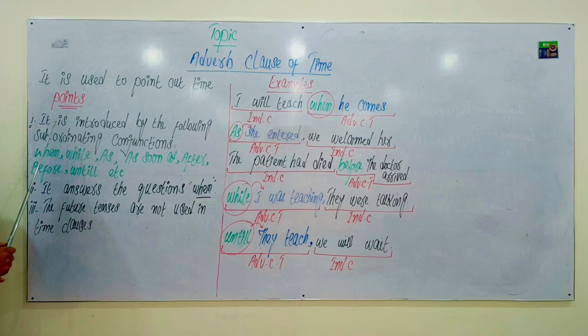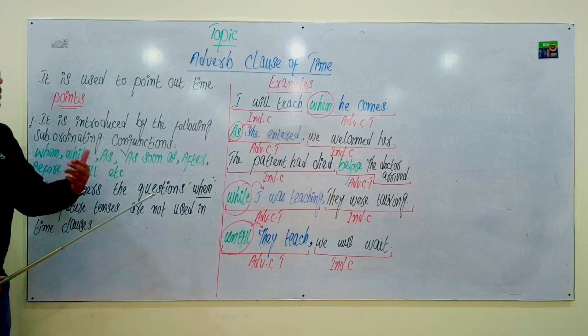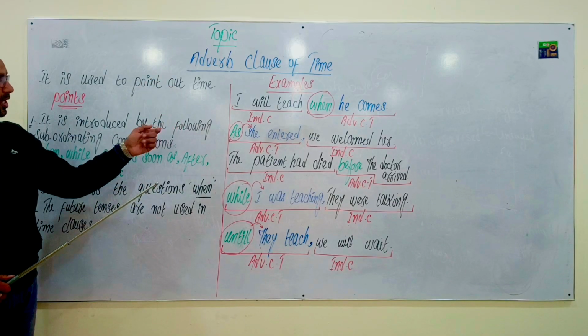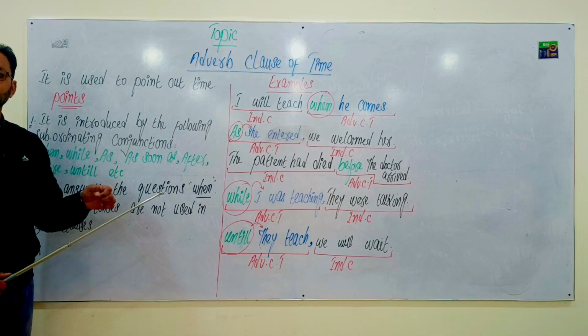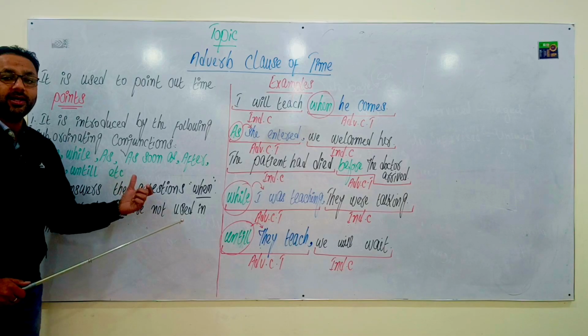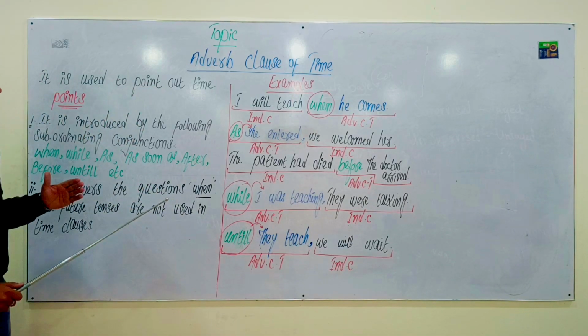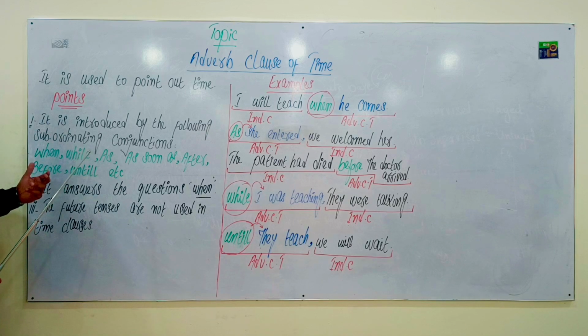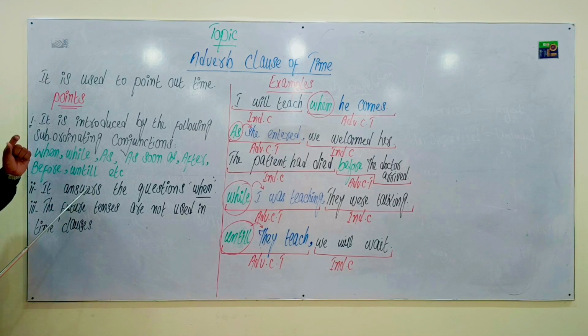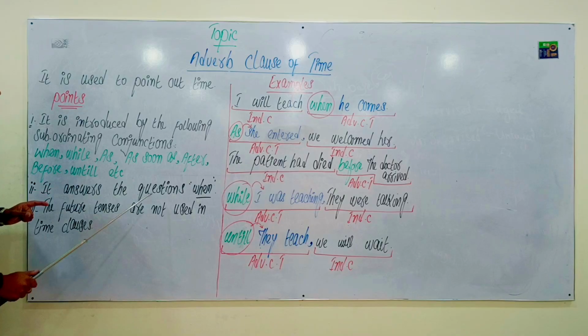Points which are very important. It is introduced by the following subordinating conjunctions. As we know very well, there are different types of adverb clauses, and one of them is the adverb clause of time. Each type of adverb clause has its own subordinating conjunctions. In other words, these conjunctions are the introduction or identity of these clauses. There are so many, but some of them I have brought: when, while, as soon as, after, before, until, etc.